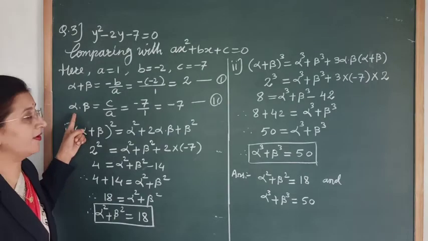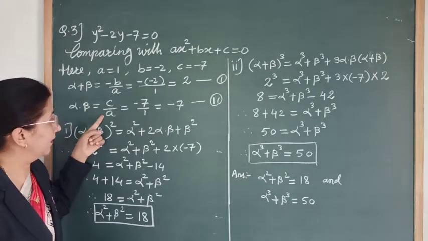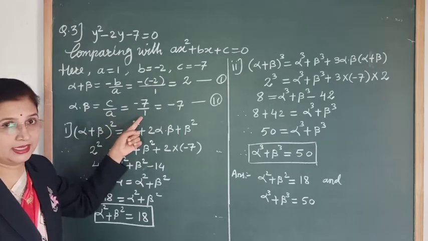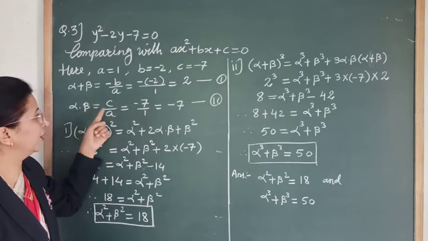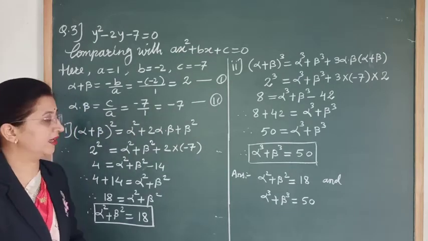Similarly, now find out alpha into beta. Alpha into beta is c upon a. So the value of c is negative 7 upon a, that is 1. So here alpha into beta we got negative 7. Let's call it second.